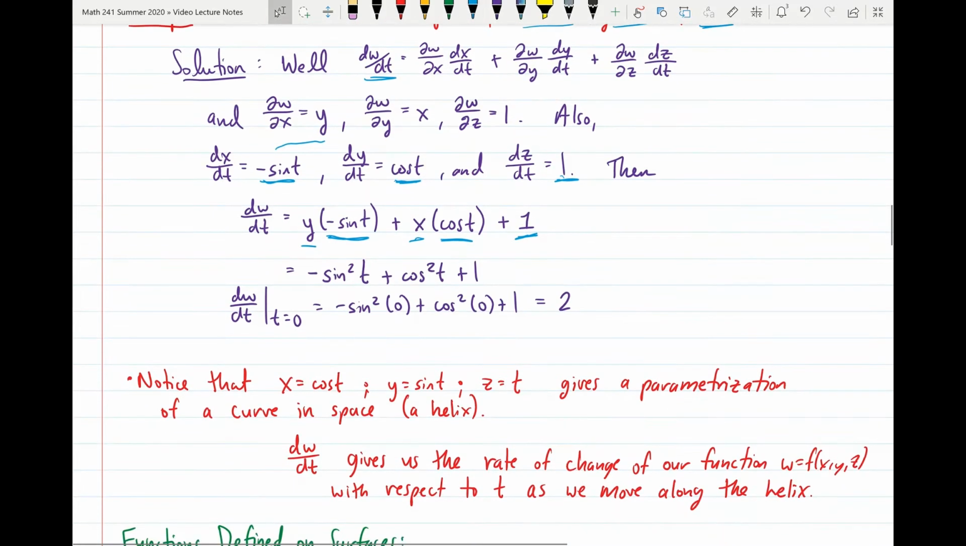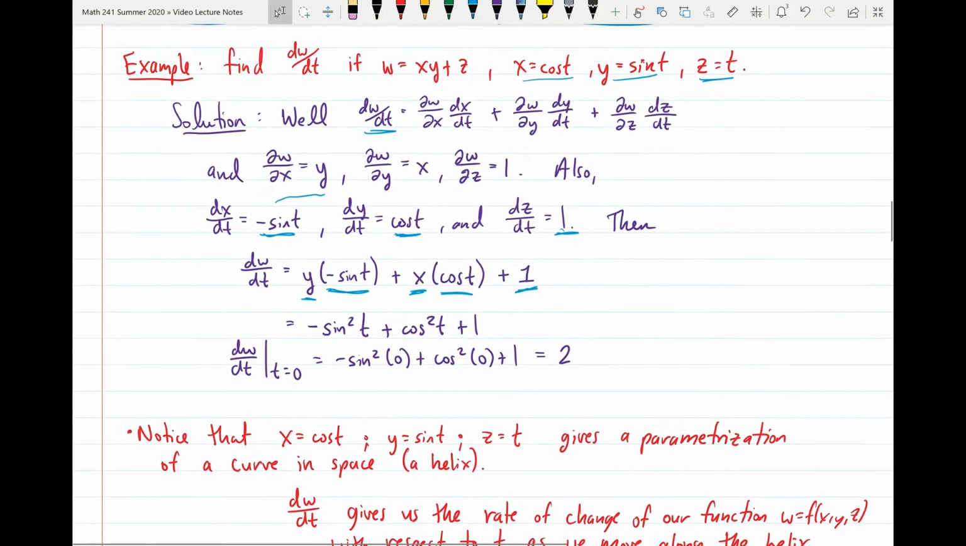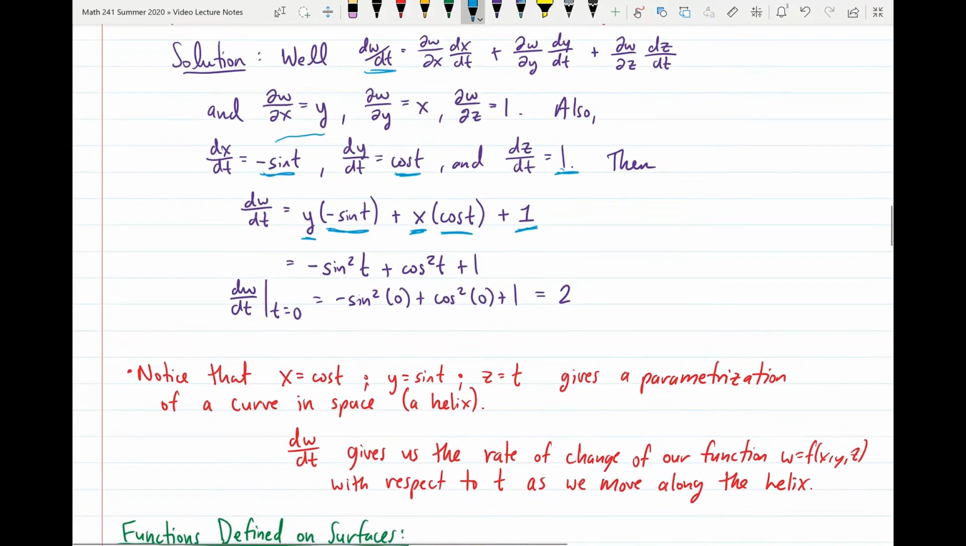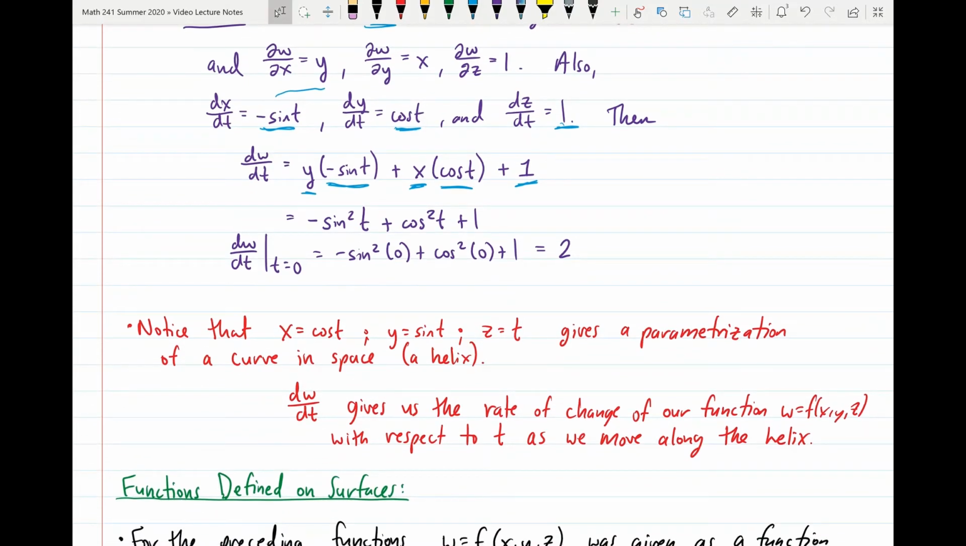And after that, again, we don't want these y's and x's appearing inside of our expression for the derivative. So we're going to substitute y and x for the appropriate expression with respect to t. So x will be substituted with cosine of t, y will be substituted with sine of t, and we end up with a minus sine squared t plus cosine squared t plus 1, and that's going to be our derivative of w with respect to t. And we can also evaluate this derivative at the point t equals 0, and to do so we just take 0 and plug it in for t, and in that case we get the value 2.